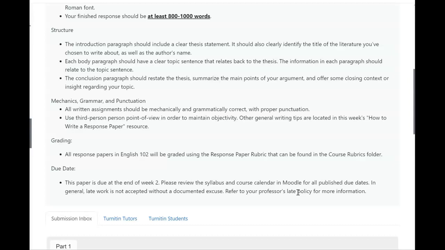And of course, every essay that you write is going to have a conclusion, and it's going to summarize the main parts of your argument and offer some closing context or insight on what you have talked about. So you're bringing it all back home. You want to make sure that you have taken time to proofread and have correct punctuation and are grammatically correct. And I really hope that everybody is using the How to Write a Response Paper resource that's in our course. That is really helpful in making sure that you have the right format and you're on the right track.